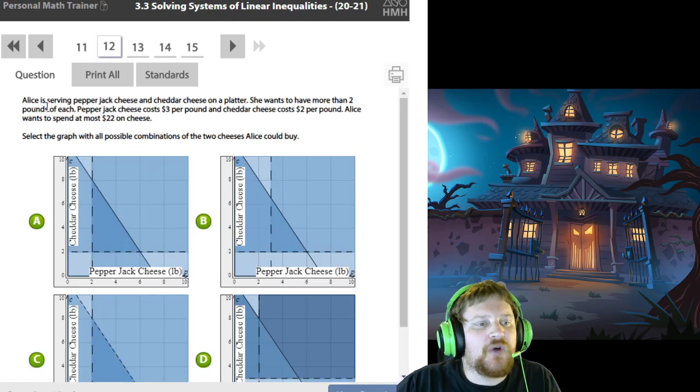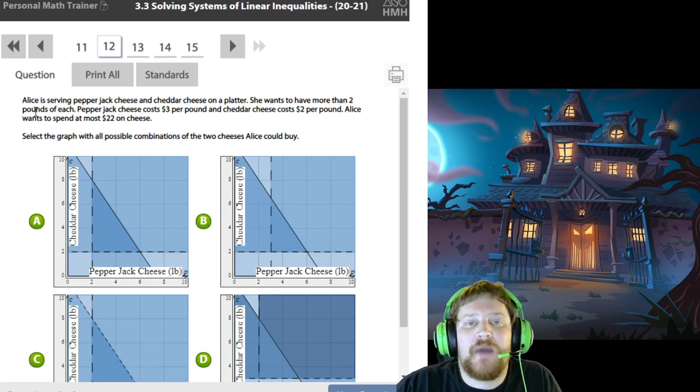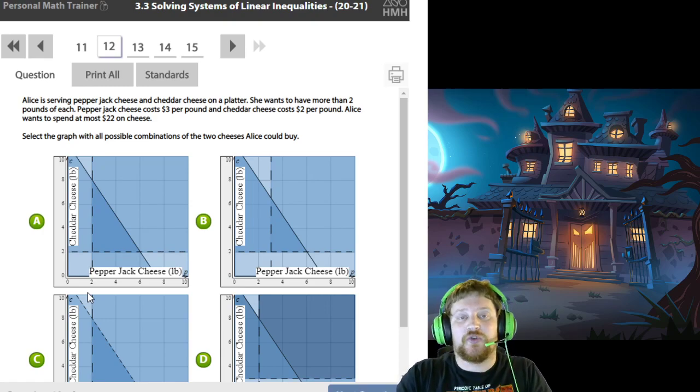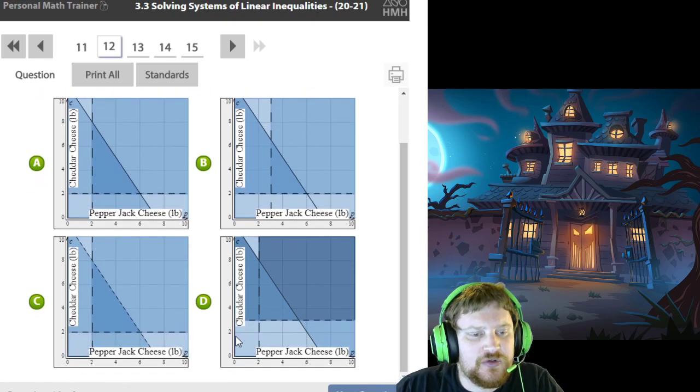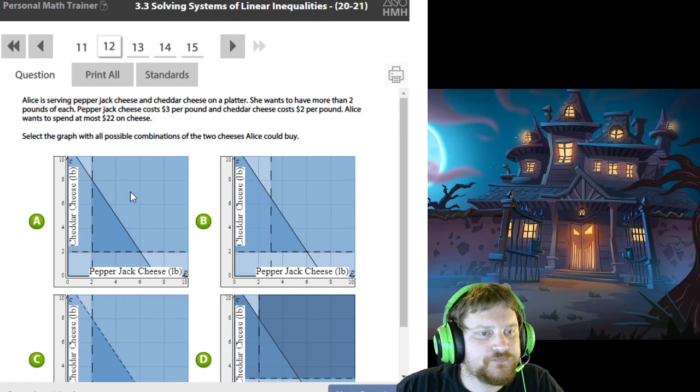Perfect. Number 12. Alice is serving pepper jack cheese and cheddar cheese on a platter. She wants to have more than 2 pounds of each cheese. So, more than doesn't mean the same as at least. More than means it can't be equal to. So, I'm looking for dotted lines at the 2's. This one appears to be at 3, 2. So, a horizontal line at 3 and a vertical line at 2. So, this one's not right. This one's at 2 and 3, so that's not right. But it could be A or C. Those are both horizontal and vertical lines at 2.